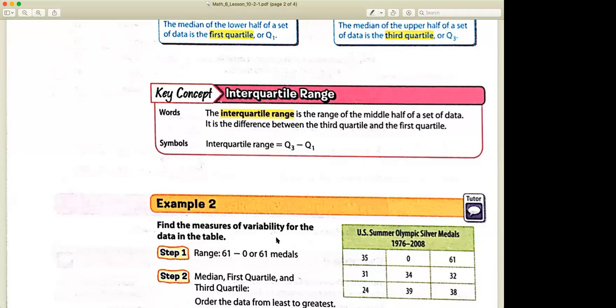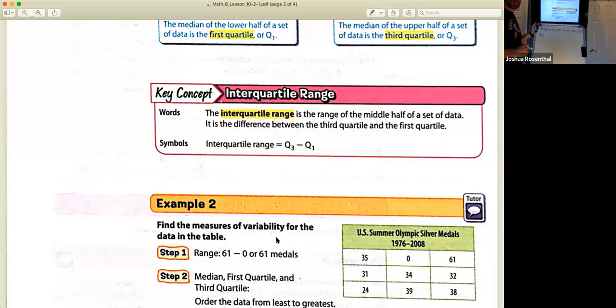Oh, okay. So what do you think the first thing I'm going to do is? I'm going to list this from least to greatest. Okay, zero, any single digit, no. Any double digit in the teens, no. How about in the 20s? Wow, look at that, 1 year, 61 medals. Okay, 24, that's the only one in the 20s.